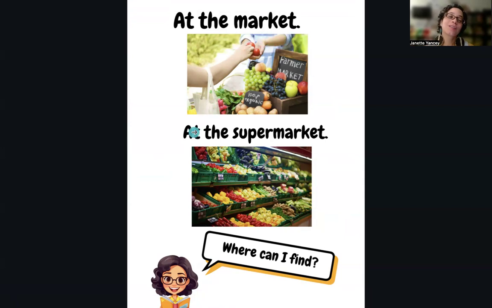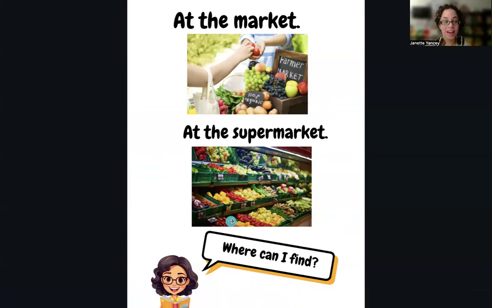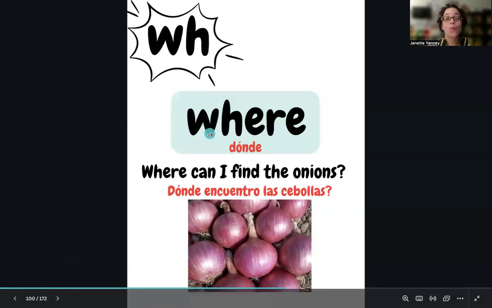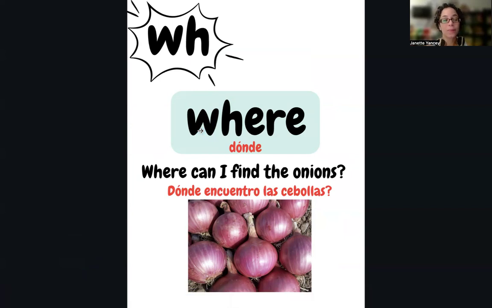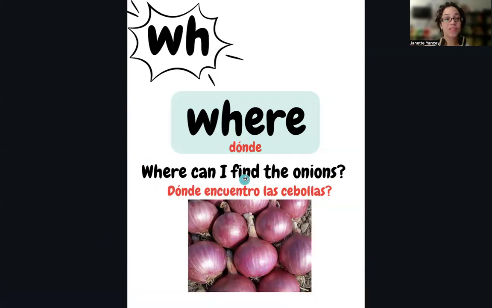Market, supermarket. Where can I find? ¿A dónde encuentro? Vamos a ver qué se va a encontrar. Where. ¿A dónde? Where can I find the onions?